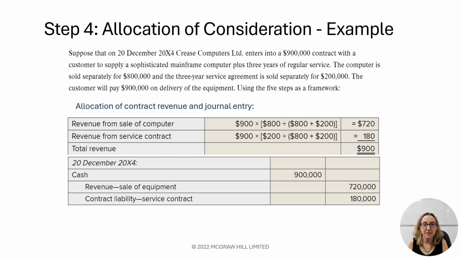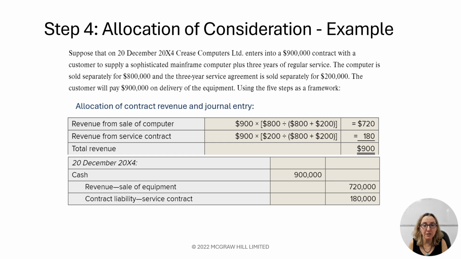So when you're using the 5 steps, you can go through it and say, okay, well, I'm going to get to the allocation of consideration. I know there's 2 different performance obligations because that service agreement isn't just that it works in compliance with the specs. So what I'm going to have to do is allocate basically the 8 and the 2, which is the million, to the 900,000 price. So when I'm looking at the sale of the computer, which is the performance obligation number 1, I'm going to say, okay, well, 800,000 is a standalone price divided by $1 million, and I'm going to times that by the $900,000 price. So that gives me $720,000 of revenue from the sale of the computer.